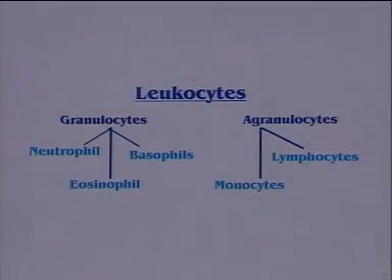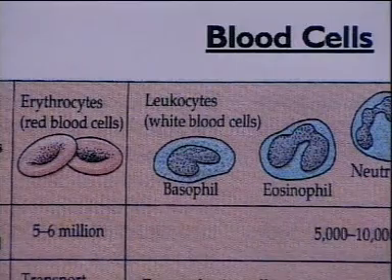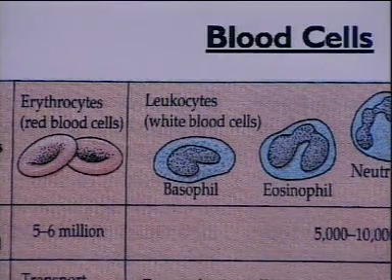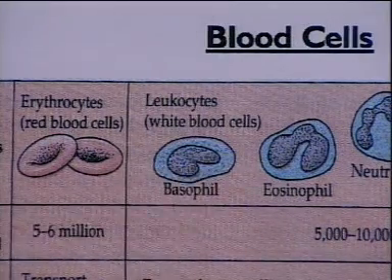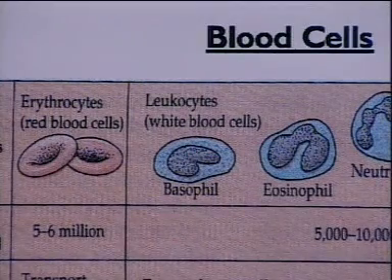Basophils are about 0.5% of the WBCs. They produce two important substances, which are histamine and heparin. Their granules stain blue with the basic dyes such as methylene blue.